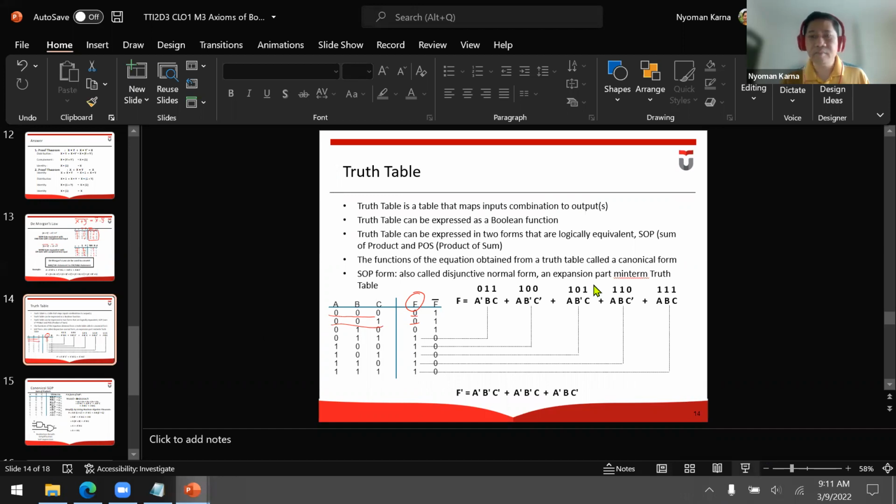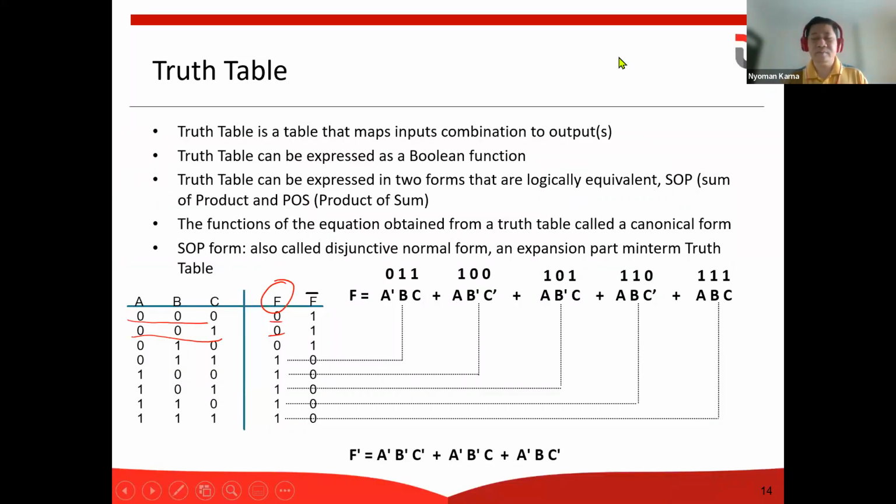Now, in truth table, we can describe the content of truth table by using the table itself, or we can use something that we call canonic function. Canonic function is by combining all combination of the input. In canonic form, we can use two types of function. First one is SOP, sum of product. The second one is POS, product of sum.